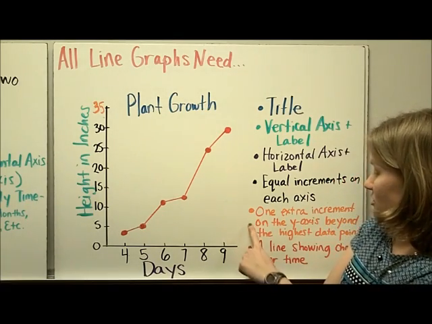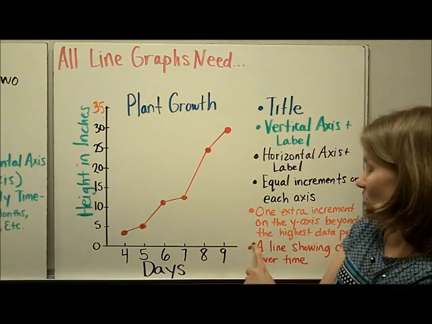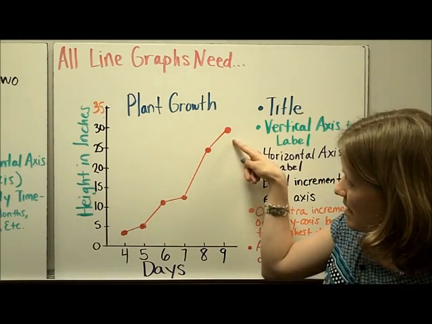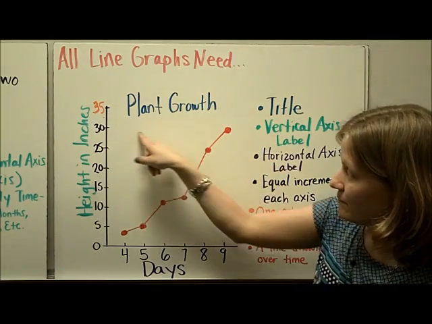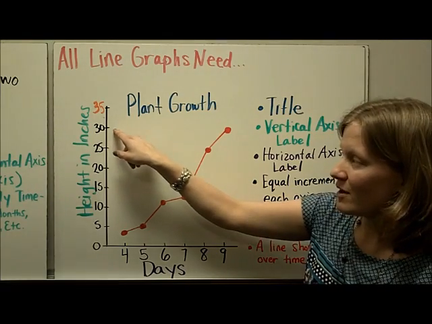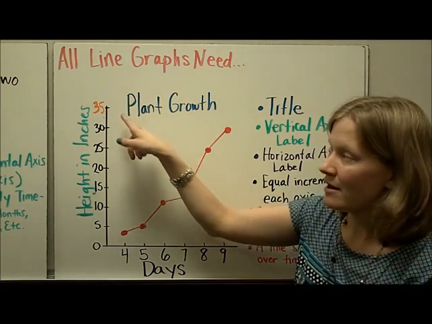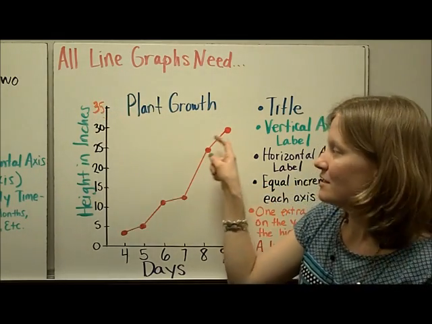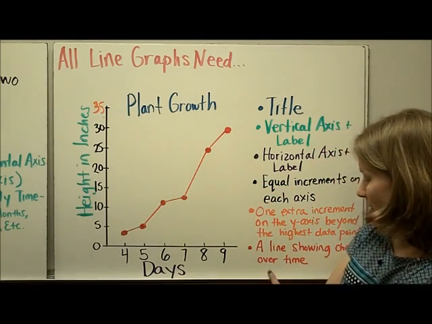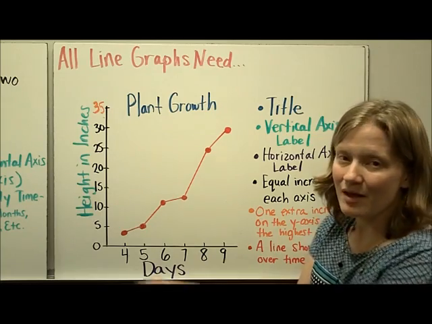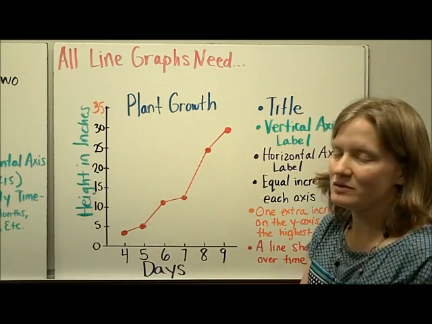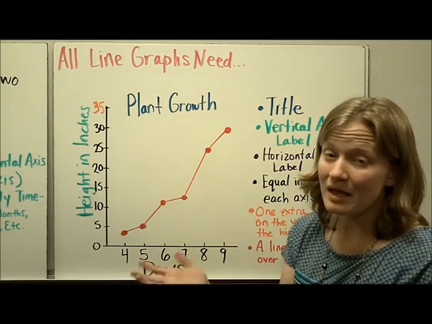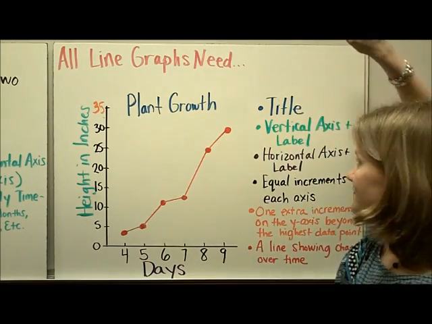We want one extra increment on the y-axis beyond the highest data point. So my highest data point on day 9 is around 30 inches. We want to go 1 increment past that always, and so we've marked here the 35 is 1 increment past the highest piece of data that we have. And finally, we want a line that helps us to visualize the change over time. Because we see that this line is generally going up, we can know that the plant is growing in height.